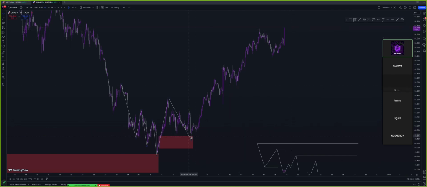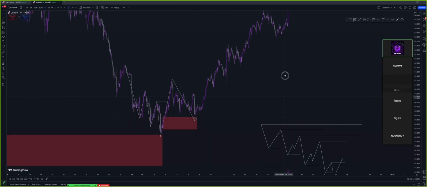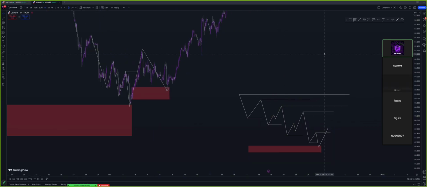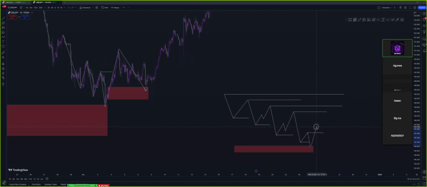Now, anybody that was able to spot this change of character would have been the earliest person to be in this trade. That's how I snipe. Sometimes people ask me, how were you able to enter from that point? How were you able to know that the market is going to reverse from that point? Is because of supply, demand, and what? Change of character.